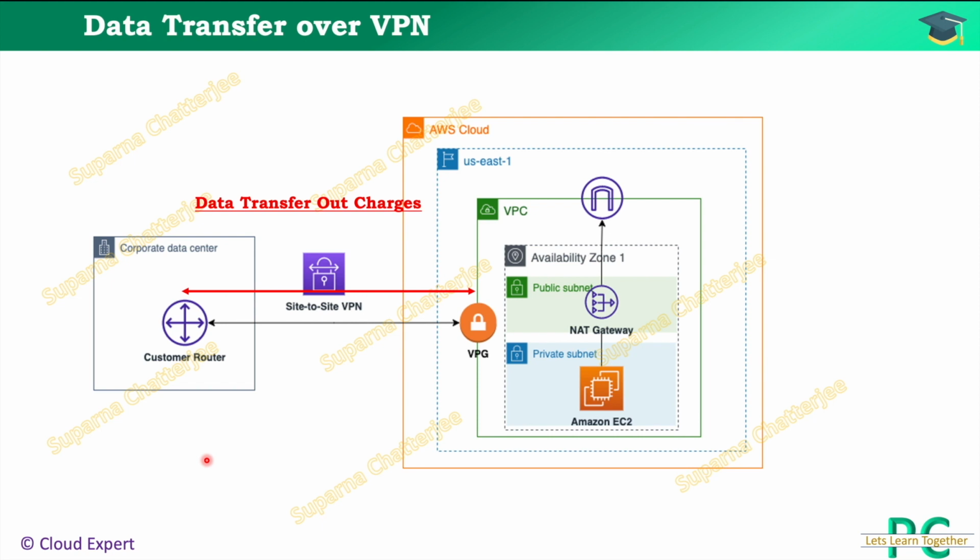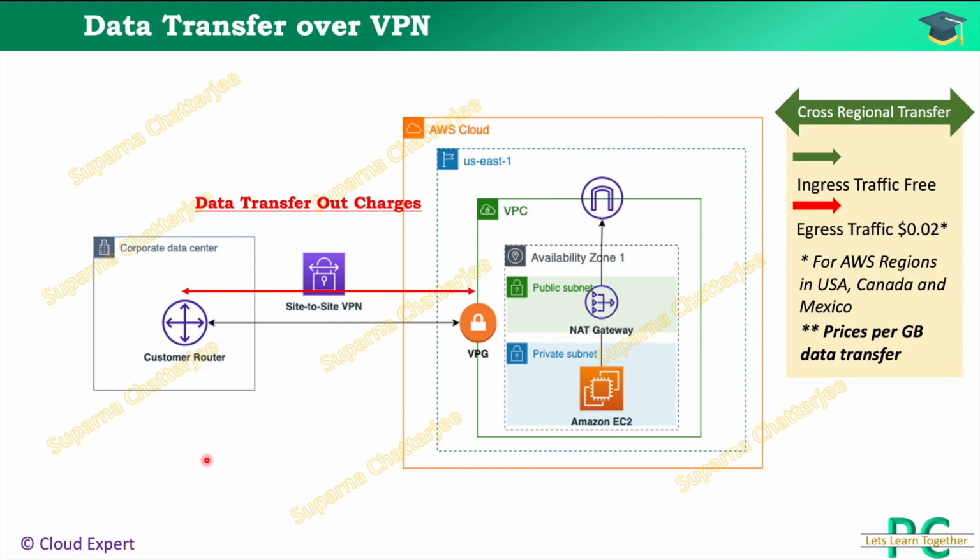If you remember, at the beginning of the video or at the first architectural slide, we saw that any ingress data transfer is free, but AWS will charge you for the egress data transfer. Any traffic from your corporate data center to AWS Cloud is free. But if you are trying to move any data out from AWS Cloud to your data center over the VPN, in that case, you will be charged for the data transfer out. And the charges will be, as I mentioned, ingress traffic is free, but egress traffic will be charged 2 cents per GB of data transfer.